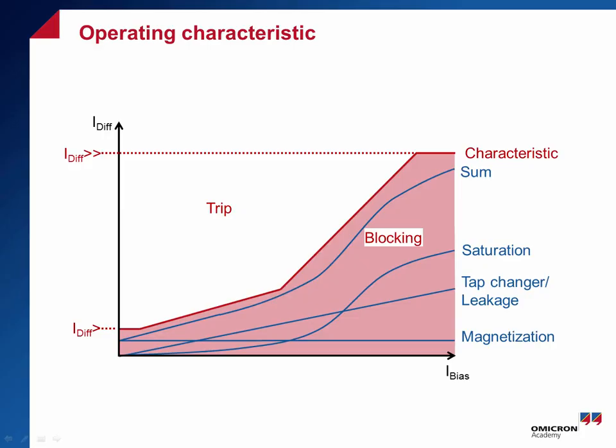In our example, the characteristic starts at the low set value, which is 0.25 times the nominal current. It rises to 6 times the nominal current, which is the high set value. Above this value, the relay always trips independent of the stabilizing current.